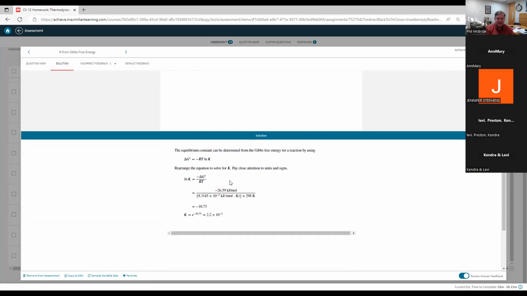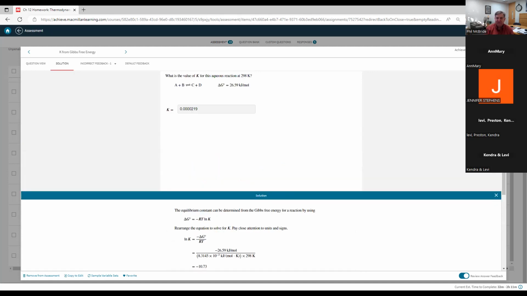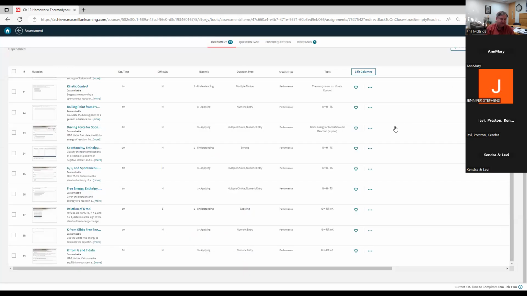So there's how they did it. In the solution, they solved the equation for natural log of K first, then put in the numbers. We put the numbers in first, then solved for K, so it doesn't matter. Whatever works best for you.